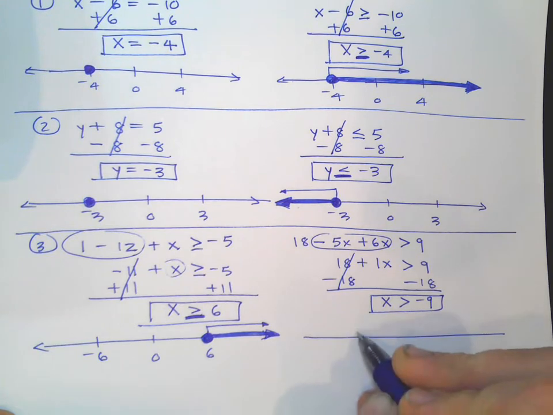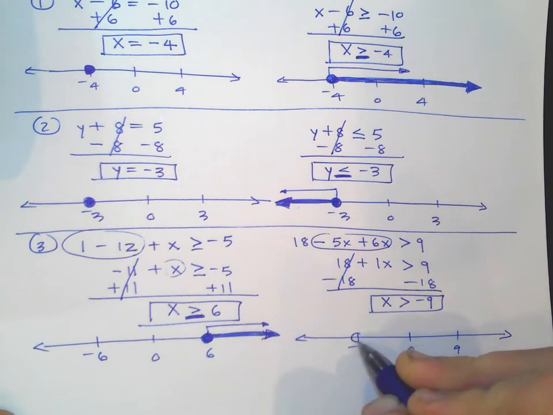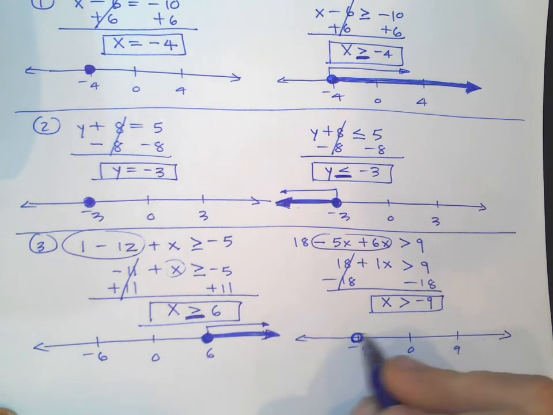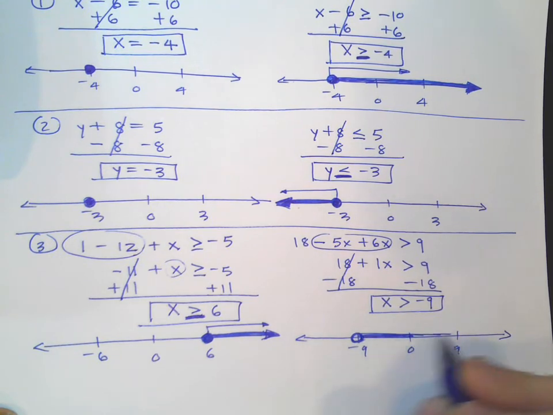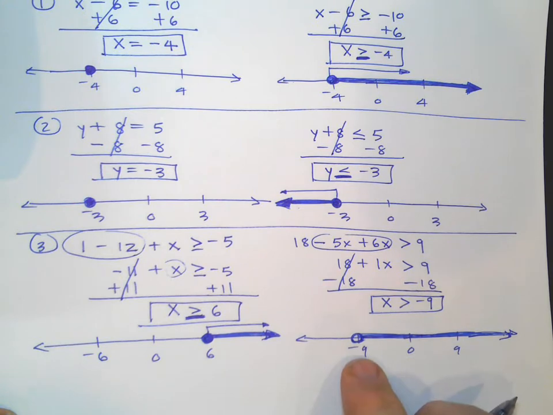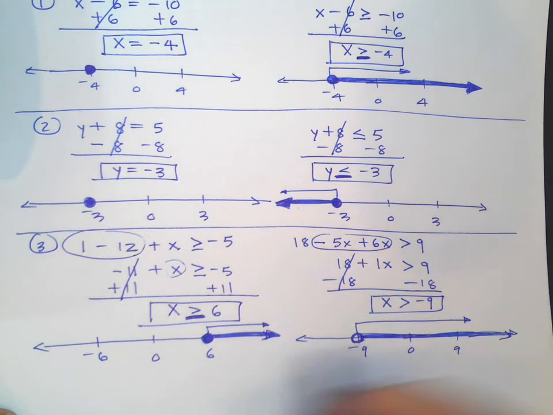And on the number line, negative 9, 0, 9. That's going to be an open dot, first one on this one. And greater than is to the right. Bigger numbers are always to the right. I mean, just look at the numbers. Is 0 bigger than negative 9? 9 is bigger than negative 9. We can do it like this, but that one's an open dot.